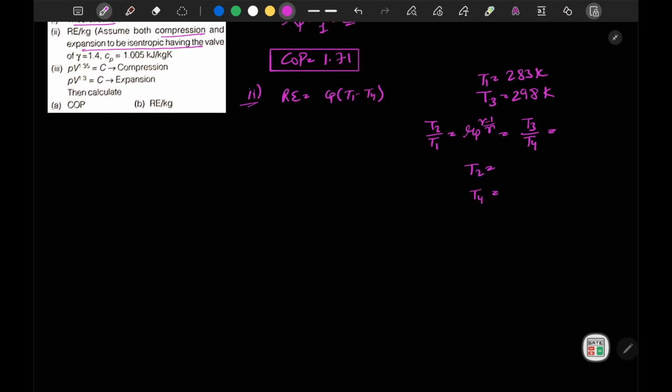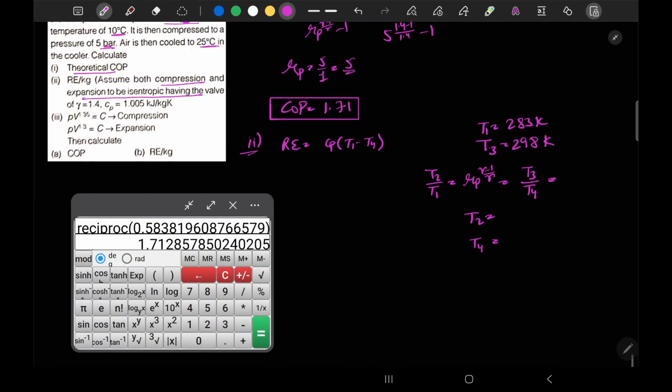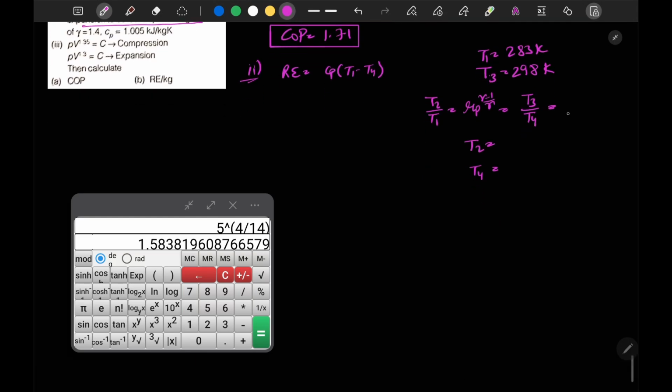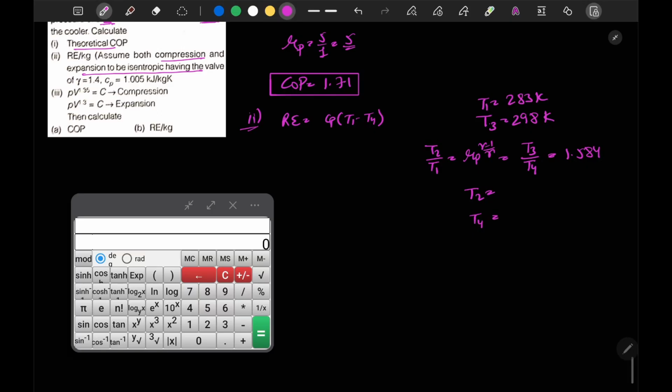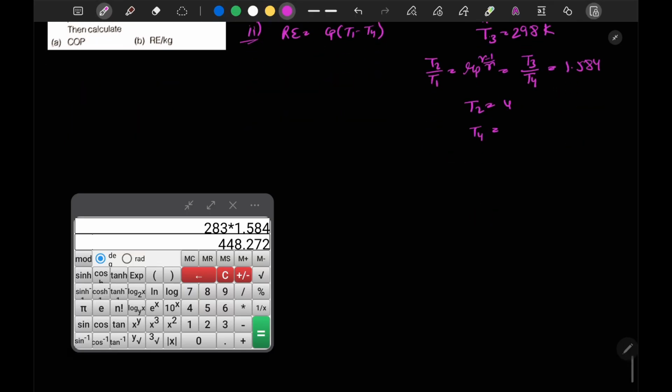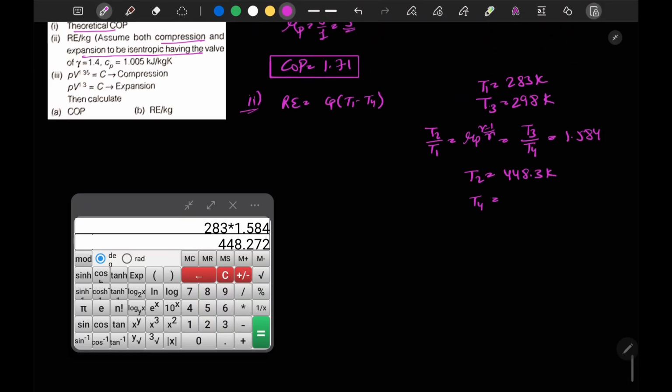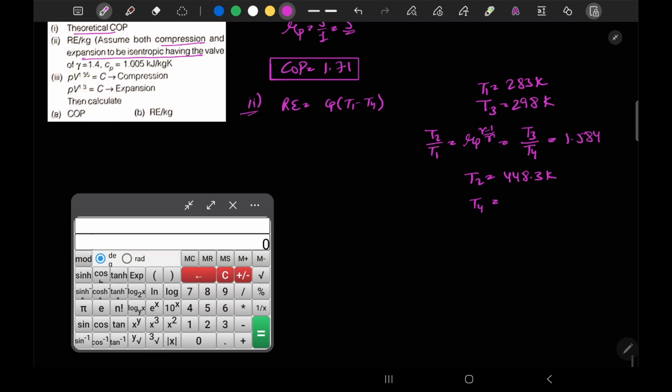If I calculate the value of Rp to the power gamma minus 1 by gamma, so Rp is 5 to the power gamma minus 1 by gamma, we get the value equal to 1.584. Now to get the value of T2, I have to multiply 283 into 1.584, so I get T2 equal to 448.27 Kelvin. Now for T4, I have to write T3 upon 1.584.